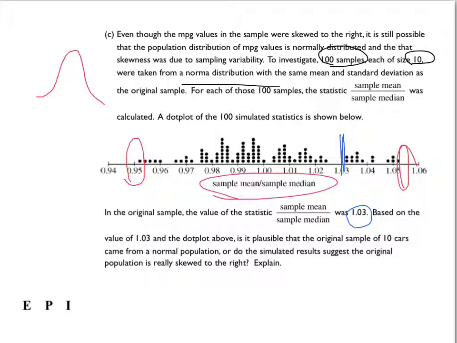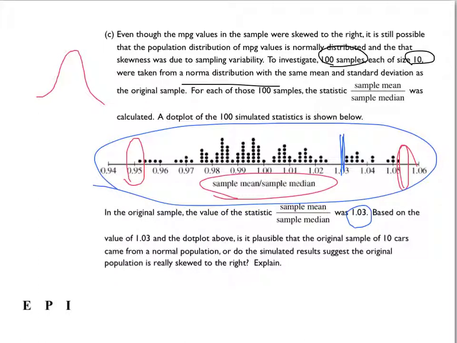Based on the value of 1.03 in the dot plot above, is it plausible that the original sample of 10 came from a normal population? Remember, all of the data values in here came from a normal population. Or do the simulated results suggest that the original population is really truly skewed to the right?